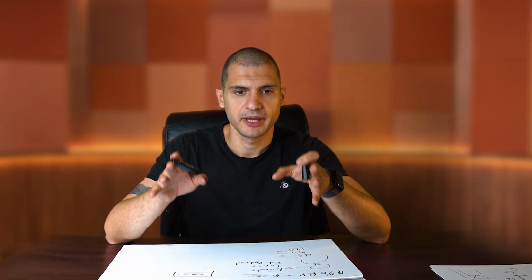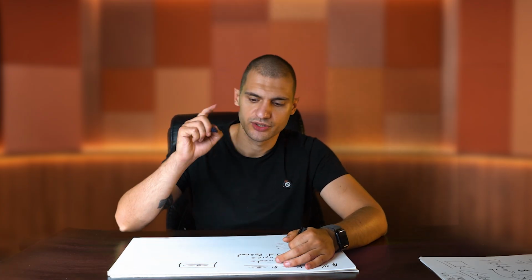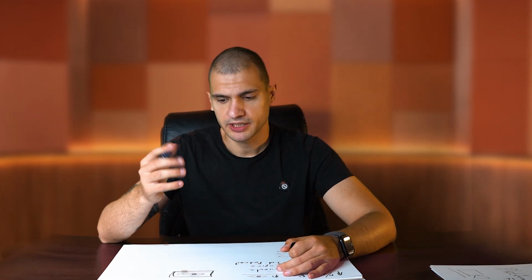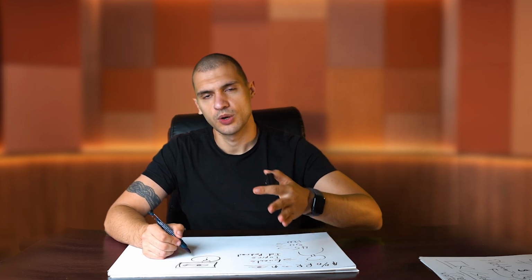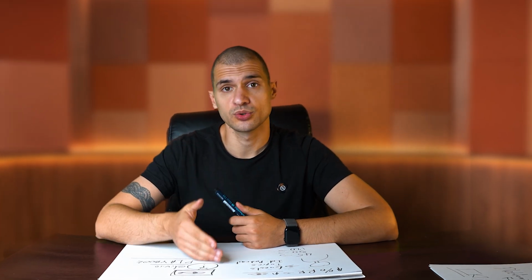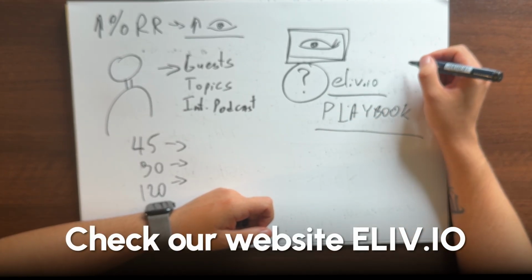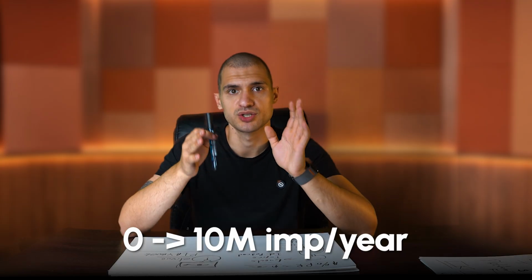So basically, in the marketing basics, the first thing that you need to think about before actually pressing the record button is to have an idea of who your ideal viewers are, so you can cover topics that are related to their interests. And all you have to do is answer some questions in advance in order to know what they are interested in. And in order to know what questions to ask, all you have to do is go to our website eliv.io, sign up on the form, and automatically we will send you our playbook that podcasters actually pay us for in order to develop their podcasts from 0 to 10 million impressions per year.